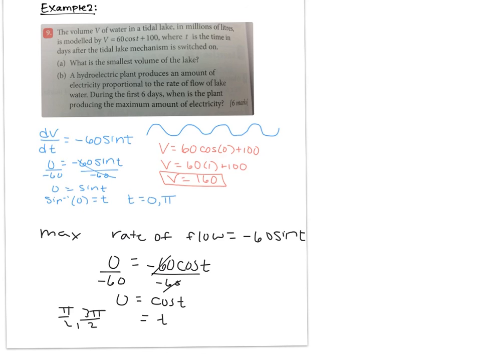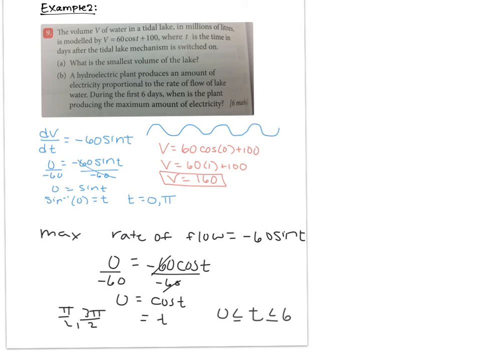Now, in this one, they did give us a restriction. It was kind of hidden, but it says during the first 6 days. So we're talking about from when t is 0 to when t is 6. That's really our restriction. So we're going to check 4 points: pi over 2, 3 pi over 2, 0, and 6. Whichever one gives us the maximum is going to be our maximum flow of energy. We're going to plug them into the function that represents rate of flow and see where that takes us.